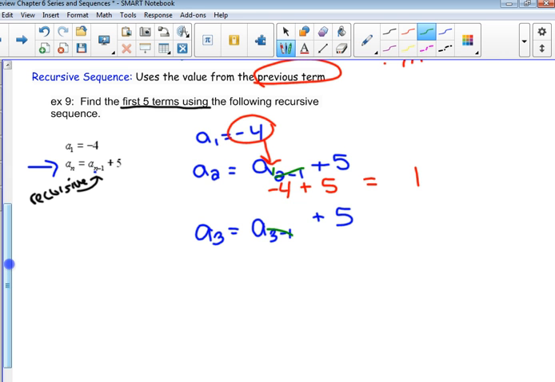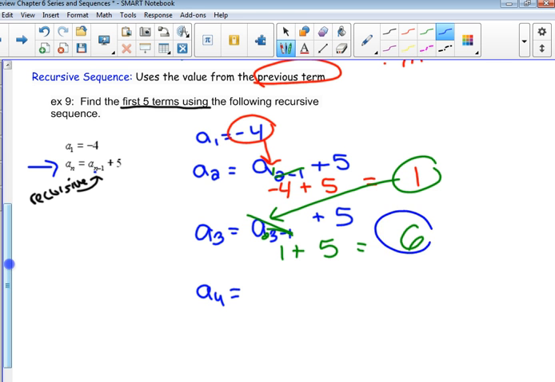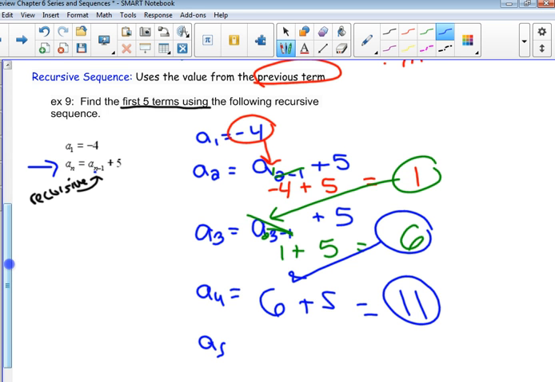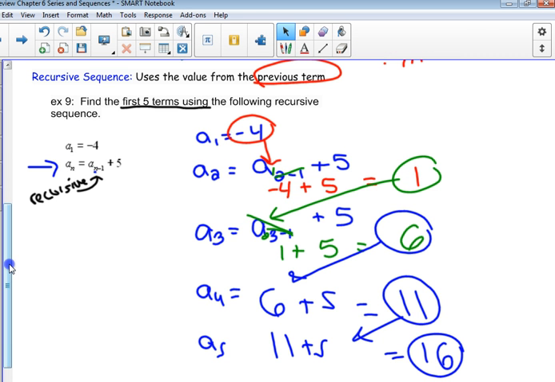What is 3 minus 1, really? 2. So what's a sub 2? What did you figure out that a sub 2 was? 1. Good. So you're going to take this 1, plug it into this spot. So it's 1 plus 5, which is 6. Good. And again, once you guys get the idea, for your fourth one, we're taking that 6. So it's going to be 6 plus 5, which is 11. And for the fifth, we take the 11 plus 5, which will give us 16. Good job, everybody.